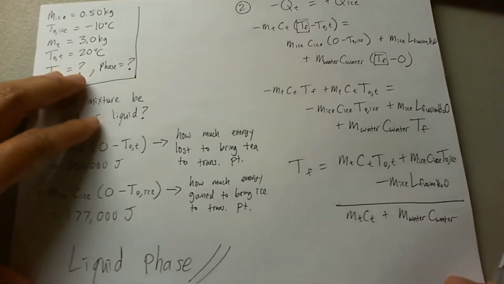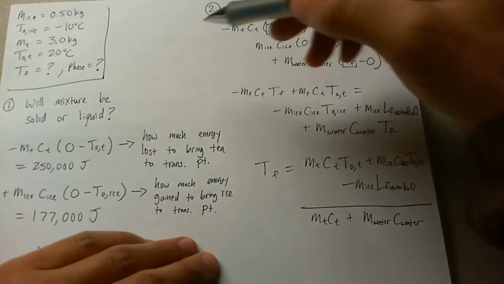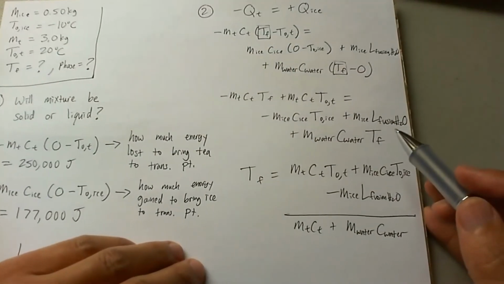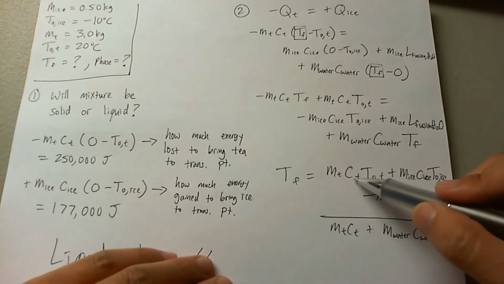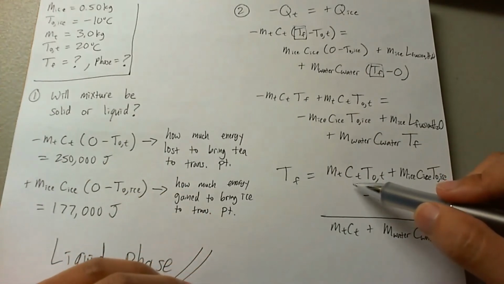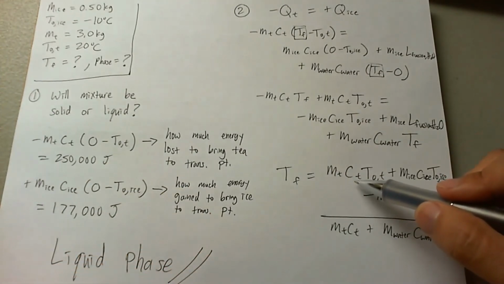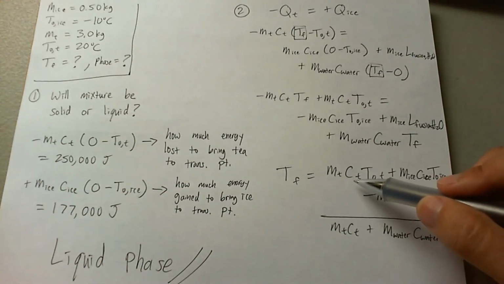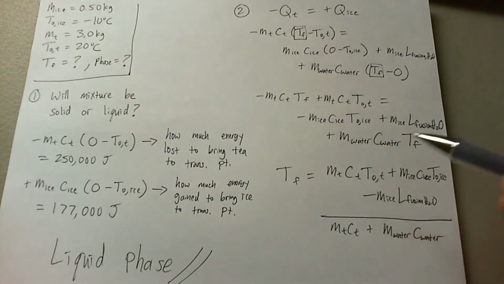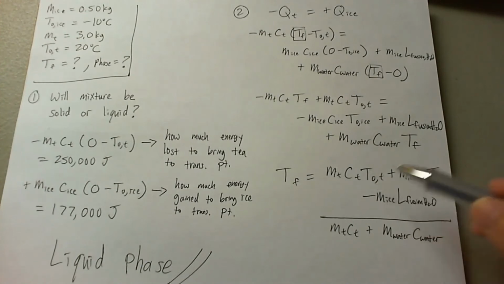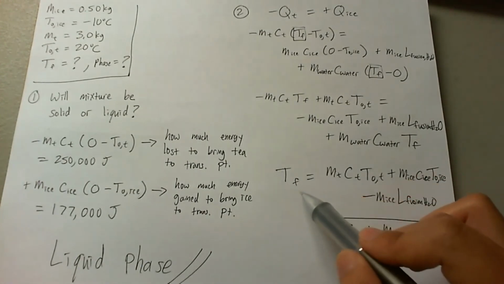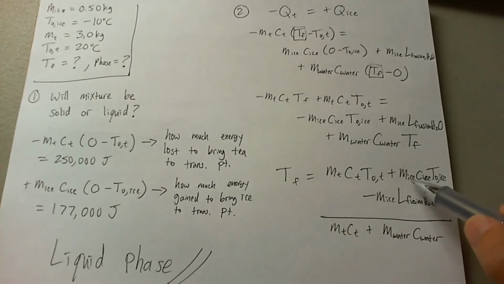Now, what we're going to do is plug in all the numbers. You're only given a few, but a lot of it could be found online. So for M of T, we have 3 kilograms. For the specific heat of T, that's the same as that of water. It's going to be 4,186 joules per kilogram Kelvin. For the initial temperature of the tea, we got 20 degrees Celsius. And we're going to keep this in Celsius so we can get the final temperature in Celsius.